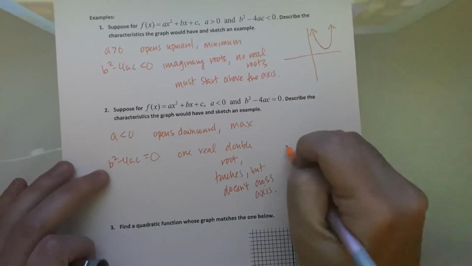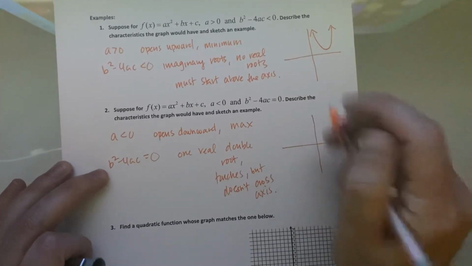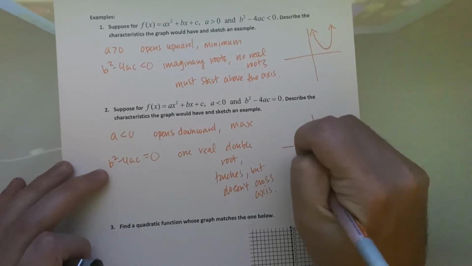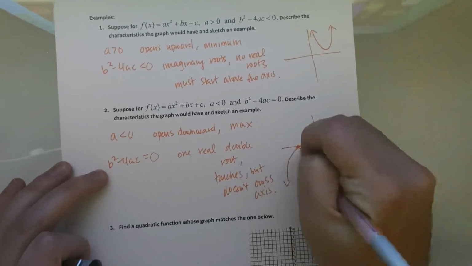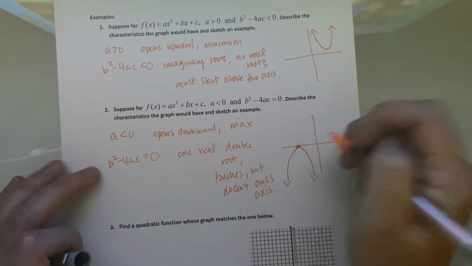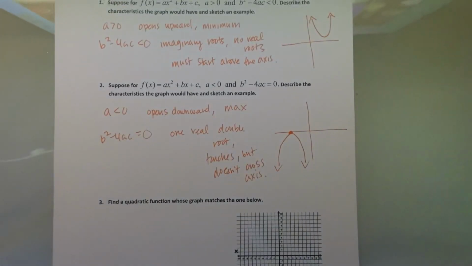So what does that look like? Well, we know it's opening downward, and we know the vertex is on the axis, so say right here, it opens downward. There's a double root there. And we will continue this in the next video.